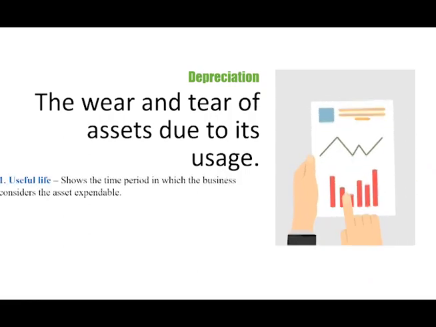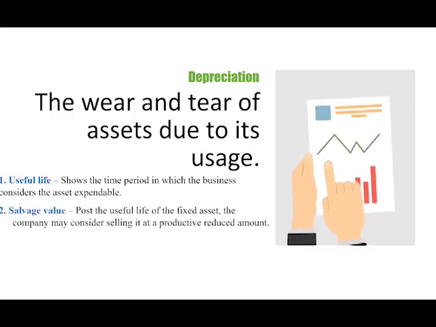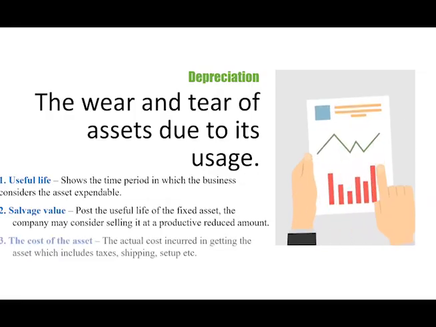1. Useful life shows the time period in which the business considers the asset expendable. 2. Salvage value. After the useful life of the fixed asset, the company may consider selling it at a reduced amount. 3. The cost of the asset. The actual cost incurred in getting the asset, which includes taxes, shipping, setup, etc.